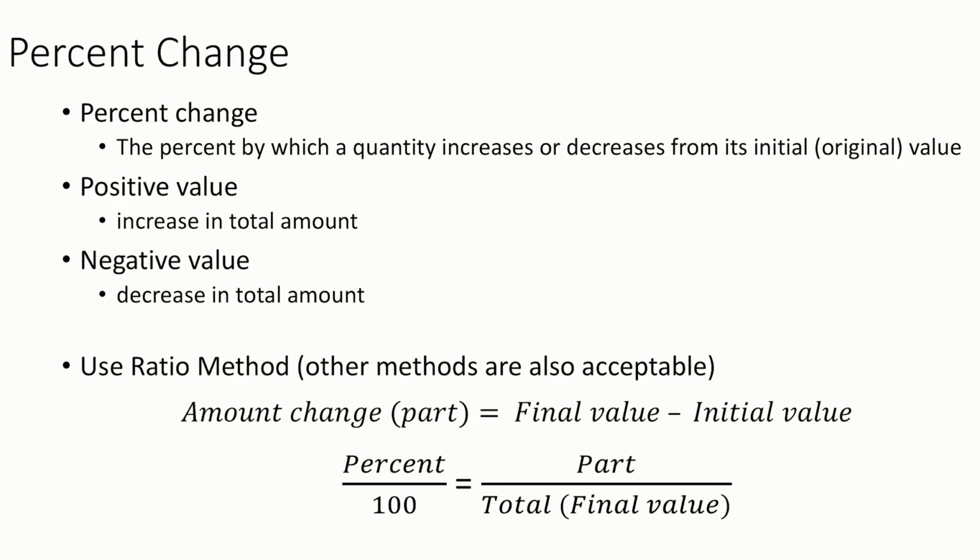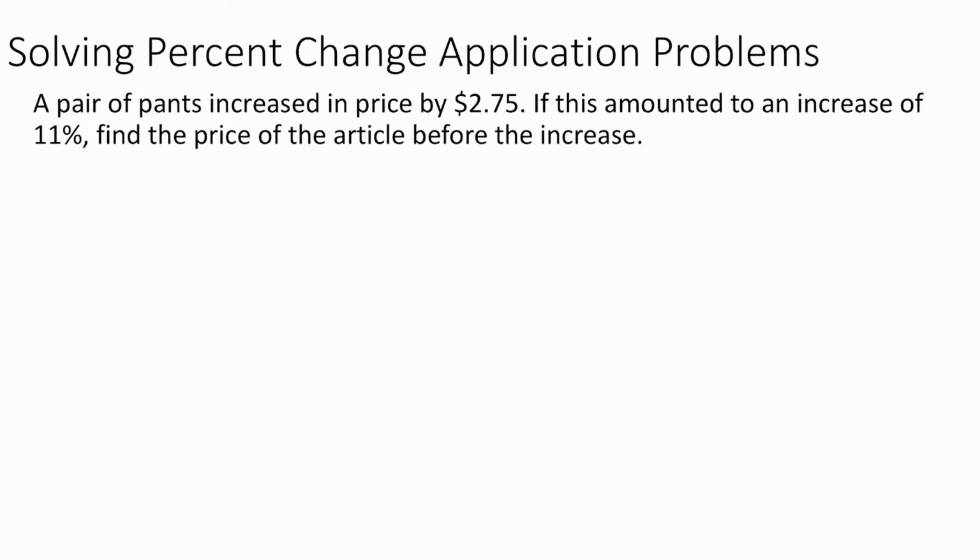So we can use the same formulas we were using before, ratio method or formula method, but now we make a small change. The part that was in those formulas or in the ratio is now reserved for the amount changed, and that's equal to your final value minus your initial value. Let's take a look at how some of these work.